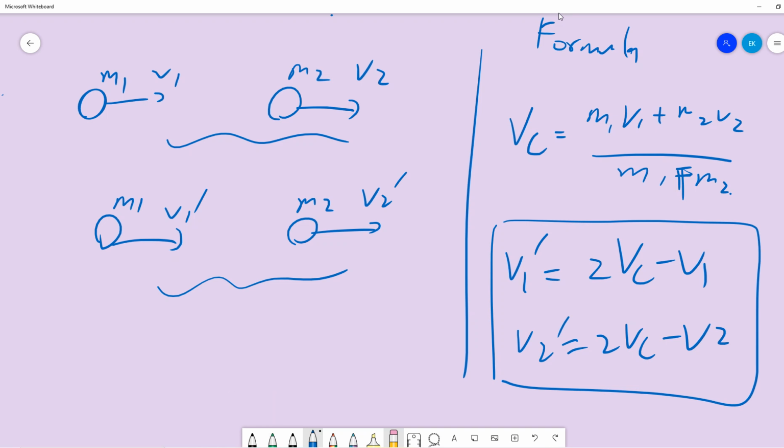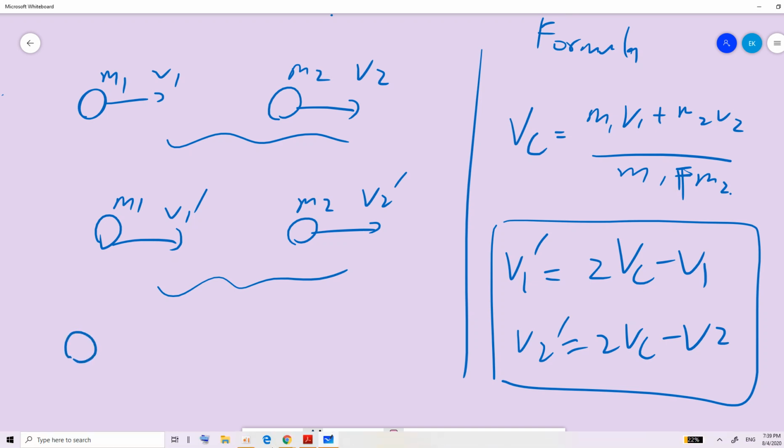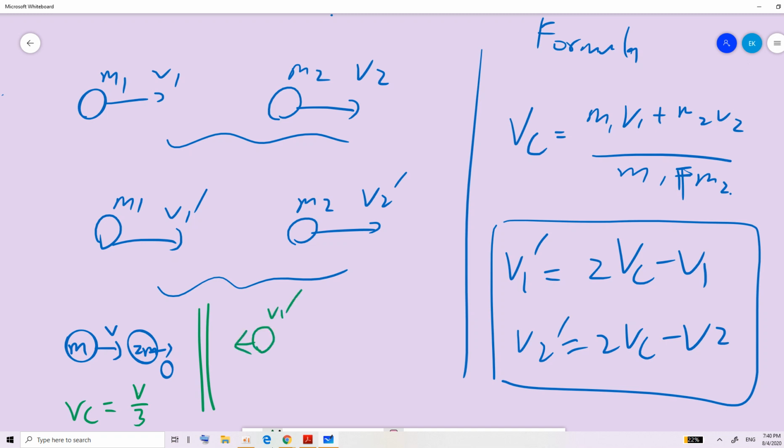Okay. So we can assume the small mass m has velocity v at the collision, and then we plug into the formula and check the velocity of 2m. So we can assume m collides with velocity v with 2m, and 2m has 0. So this is before collision, and after collision, VC is v over 3 from this formula. So V1 prime is minus v over 3, and V2 prime is 2v over 3.